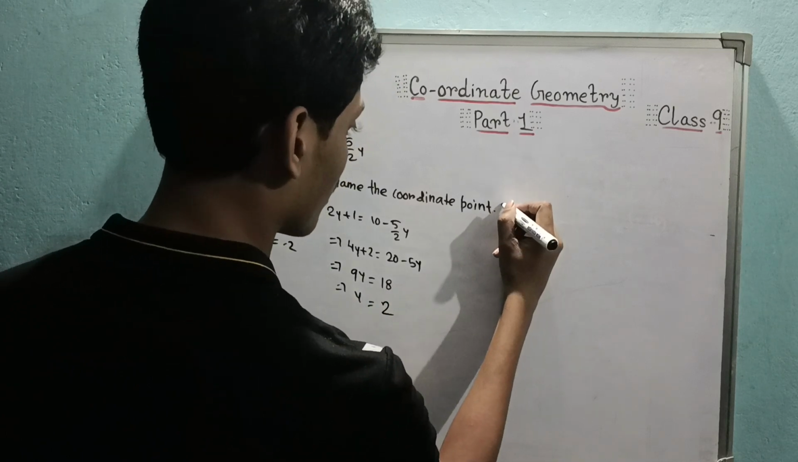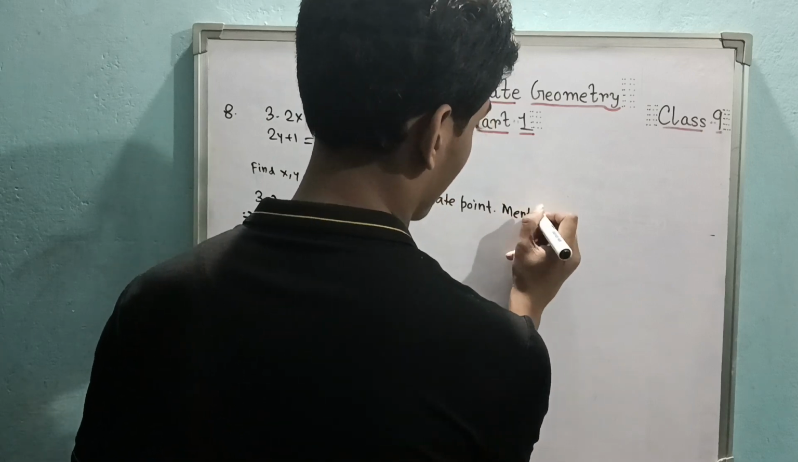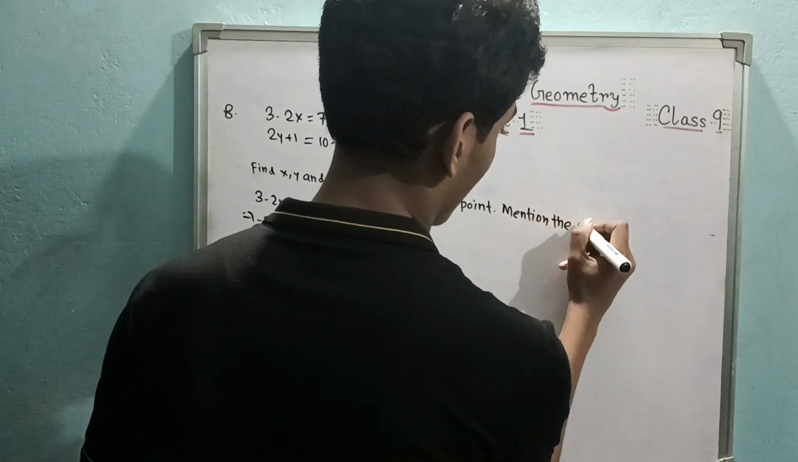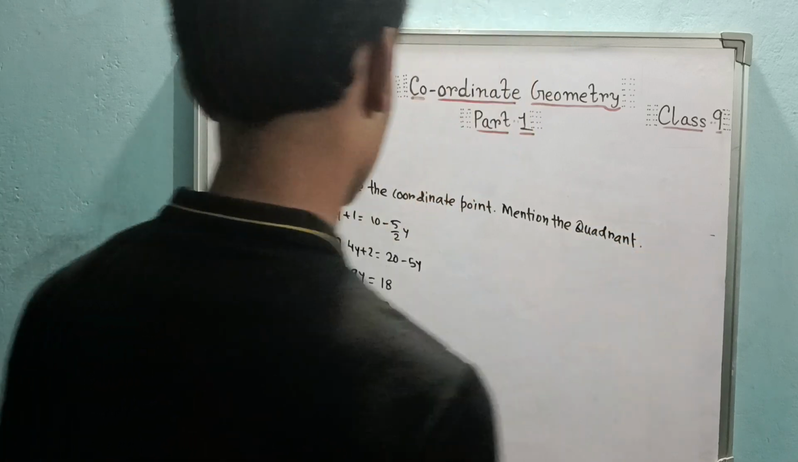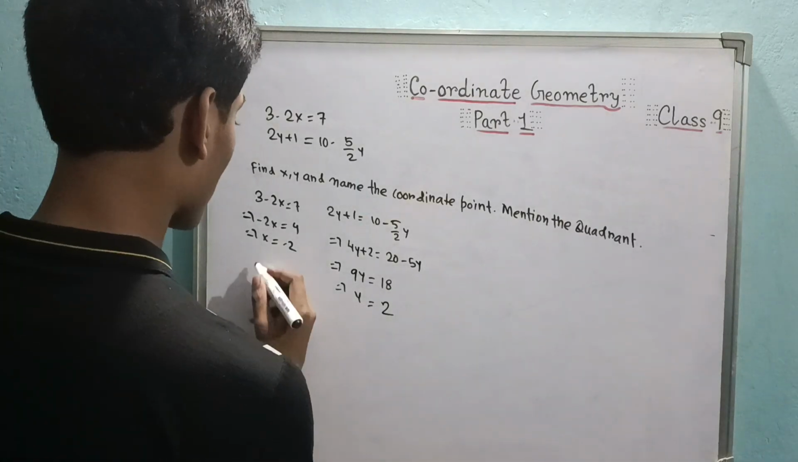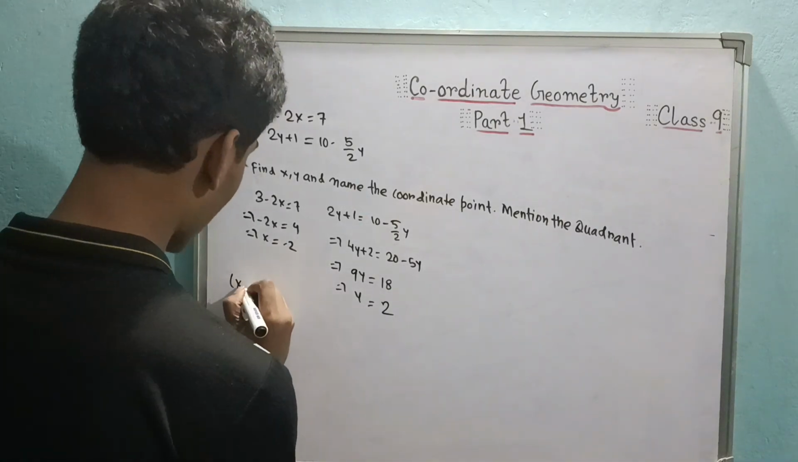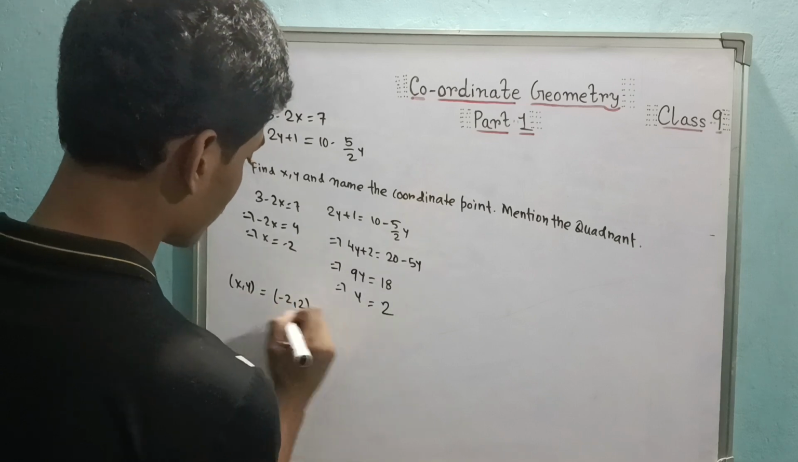Also, they have written another thing I forgot to write. Mention the quadrant. So it's an all-rounder question. Everything we learned till now. So we have got x and y quite easily, not a big deal. Now the coordinate point will be what? X, y will be the form of the coordinate. X is minus 2, y is 2.